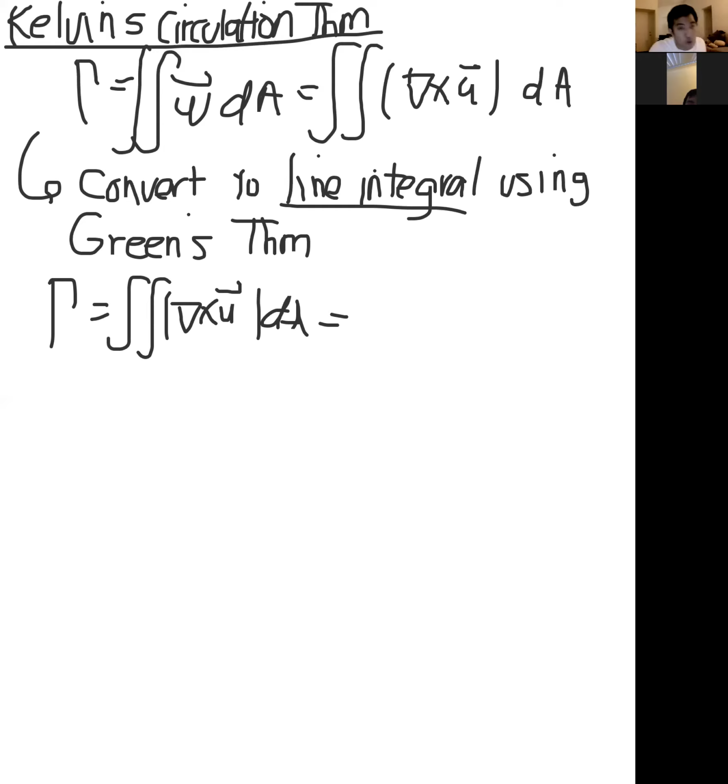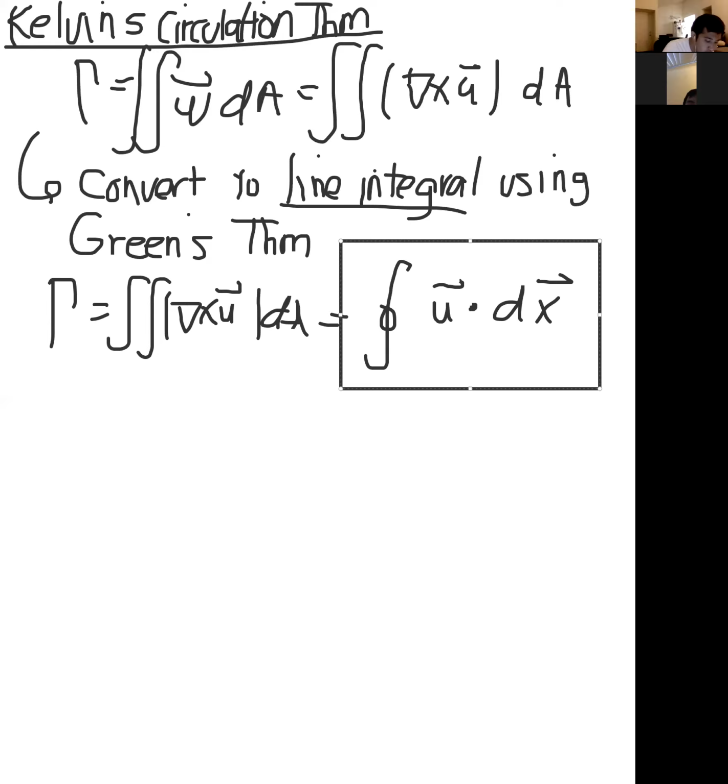Okay. And so according to Green's theorem, another way that we can compute this is that we can take the line integral, and I'm going to add a circle there to basically tell us we're going to do a line integral over a closed curve of u dot product with dx.